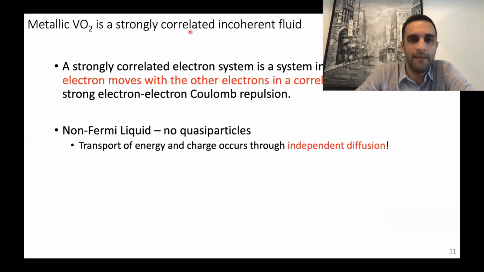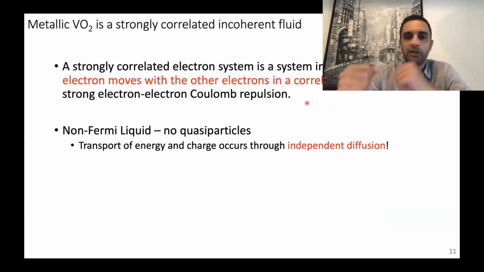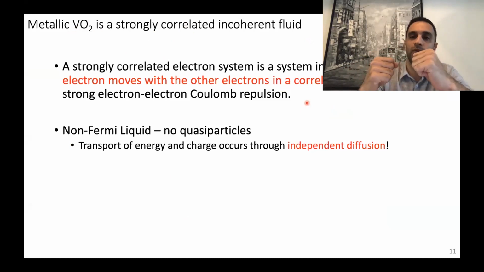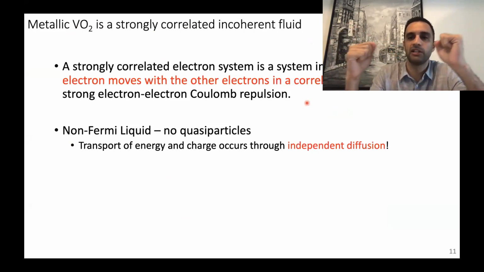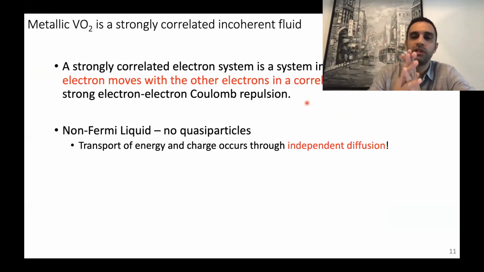The reason this is happening is because metallic VO2 is a strongly correlated system. For those who are not familiar with this, here an electron moves with other electrons in a correlated way. They're actually interacting very closely with each other. So it's an interacting system. They don't move as individual particles, but they talk to each other very closely, and so they're not just quasi-particles. In this particular case, it's a non-Fermi liquid, and transport of energy and charge occurs through independent diffusion. So that's the cool part about the metallic phase of VO2.